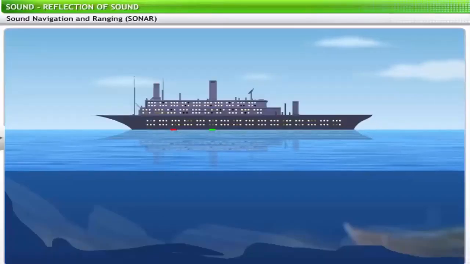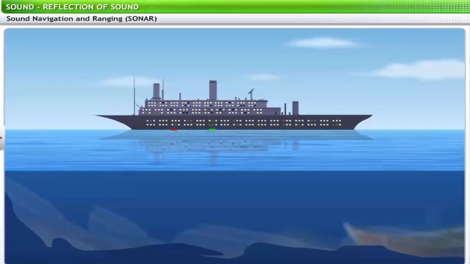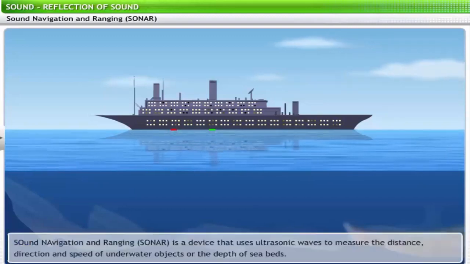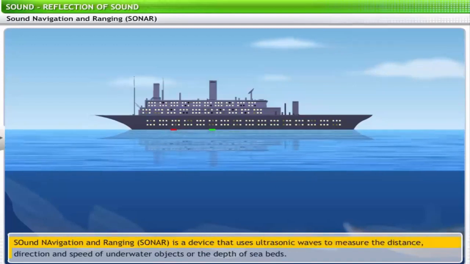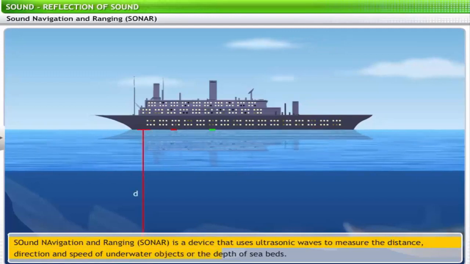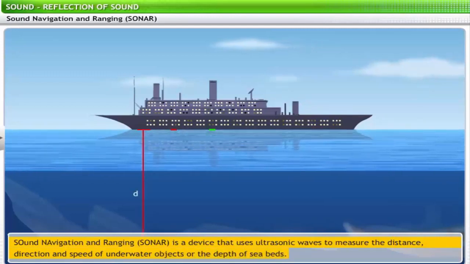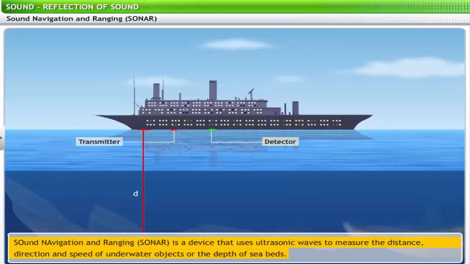Sonar stands for Sound, Navigation and Ranging. Sonar is a device that uses ultrasonic waves to measure the distance, direction, and speed of underwater objects, or the depth of sea beds. It consists of a transmitter and a detector fitted at the bottom of a ship.